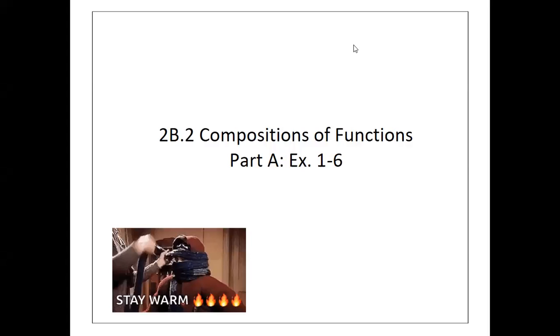So 2B.2, compositions of functions. We're going to start part A, which are examples 1 through 6. It should fold and make a little booklet that goes nicely in your handy dandy notebook.